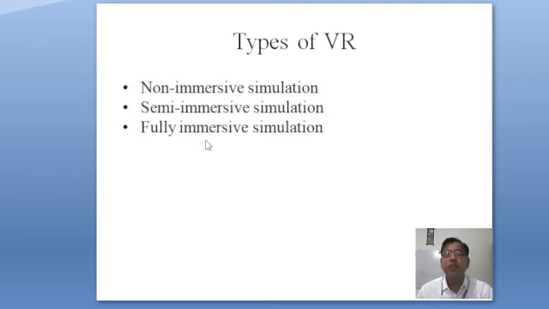Now there are three types of virtual reality: non-immersive simulation, semi-immersive simulation and fully immersive simulation. The categorization of virtual reality is on the basis of the senses involved. If only a few senses are involved, then it is non-immersive. If multiple senses are involved, then it is semi-immersive, and if all senses are involved, then it is fully immersive.